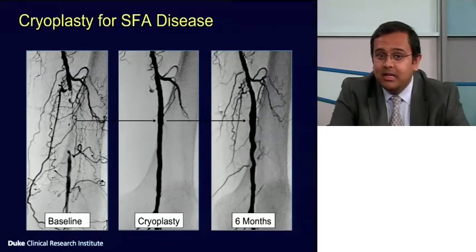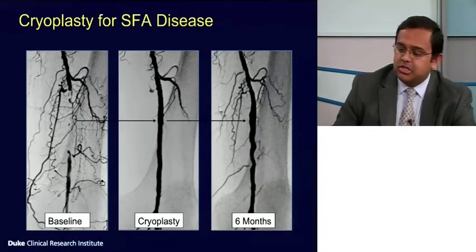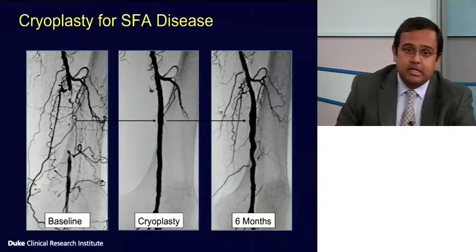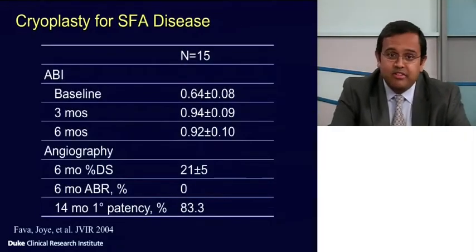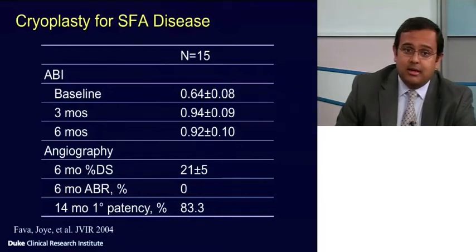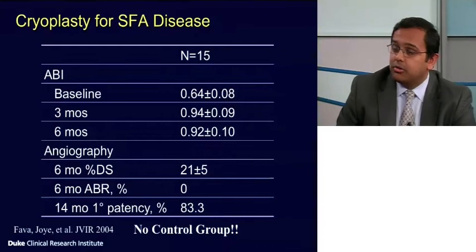The total SFA gets cryotherapy, and then at 6 months they bring them back for angiograms. Much of the peripheral vascular literature is single-arm studies such as this, where we have 15 patients. It's a good study showing that, in fact, at least in this small number of patients, cryotherapy may work, but we continue to need control groups for many of our studies.